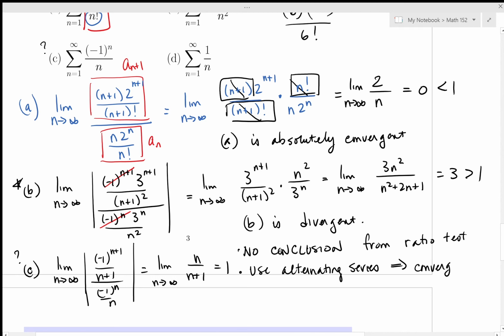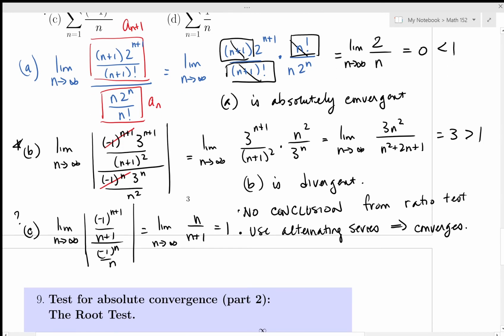So maybe redo that, right? You can stop the video and redo that alternating series test. Remind yourself how to do that, and then come to the correct conclusion that the alternating harmonic series converges. But you mustn't conclude that from the ratio test.